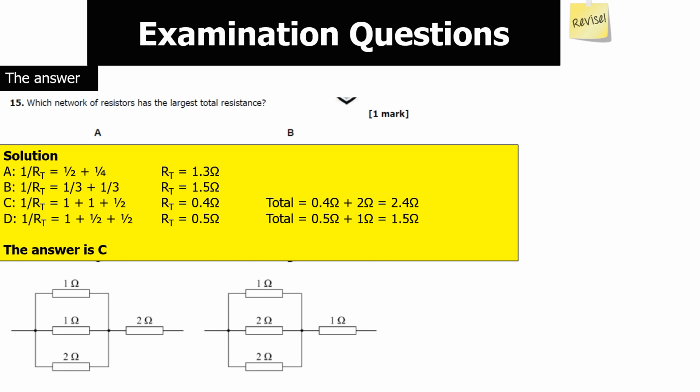Then we add that to the resistor in series to be 2.4 ohms. And then for D, we work out resistance in parallel by doing 1 over 1 plus 1 over 2 plus 1 over 2. Then we flip it over to get 0.5 ohms. Add that to the resistor in series, which is 1 ohm. So our answer is 1.5 ohms. So the biggest value is C.